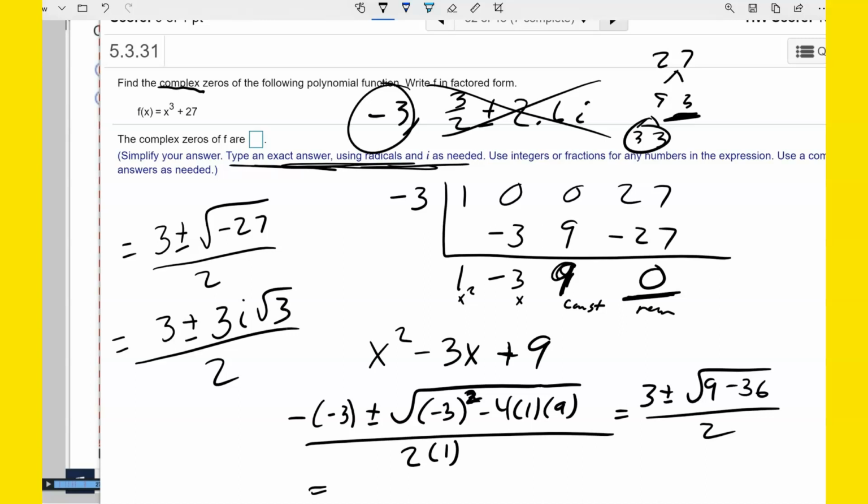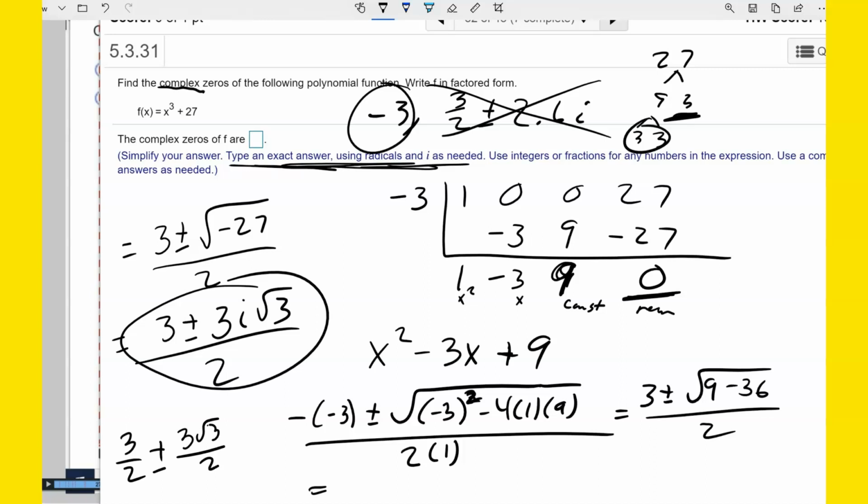I think I should be able to type in the answer like this. But I may have to break it up. I think this is okay, but if I have to break it up, it's going to be 3 halves plus or minus 3 root 3 over 2. So I may have to type it in like that. I'm going to check and see. But those are my answers.